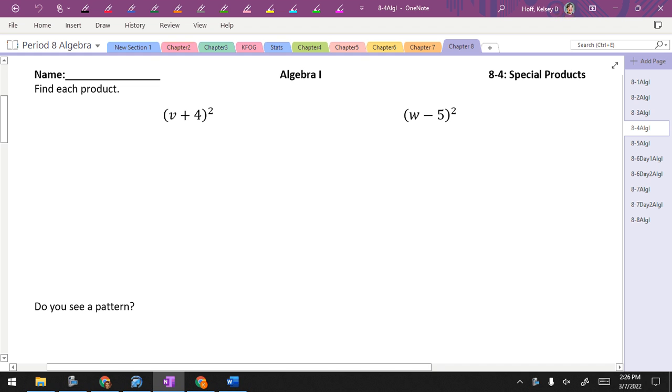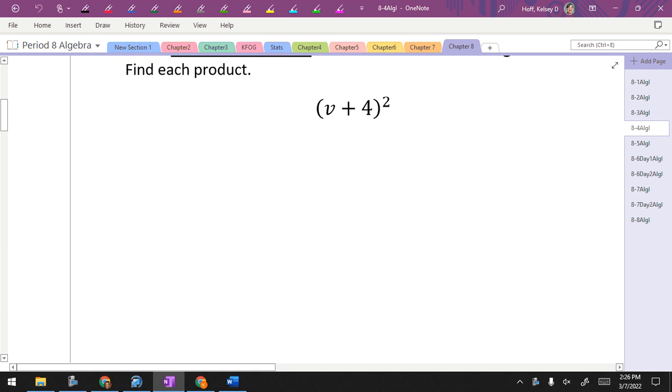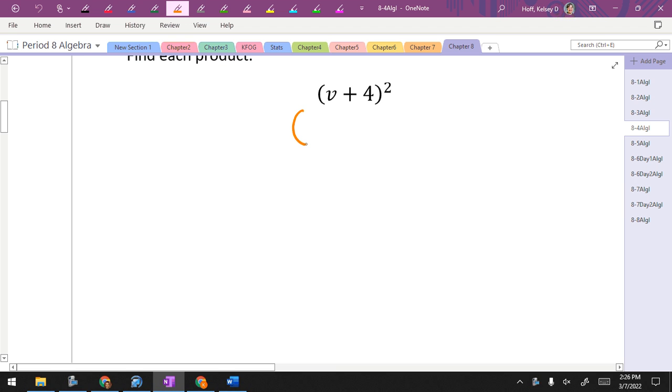In the parentheses, you have a binomial. Everybody agree? Two terms. V plus 4 quantity squared. When that squared is on the outside, remember, it really means there's two of those parentheses. You really have V plus 4 times V plus 4. Make sense? Put that squared on the outside.